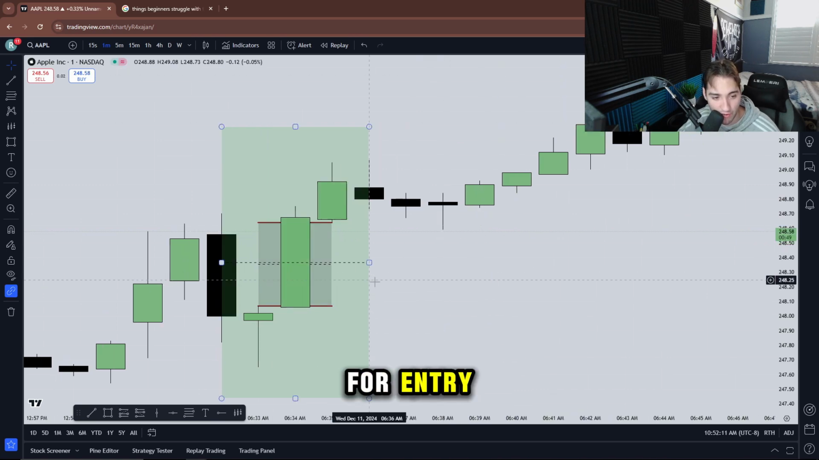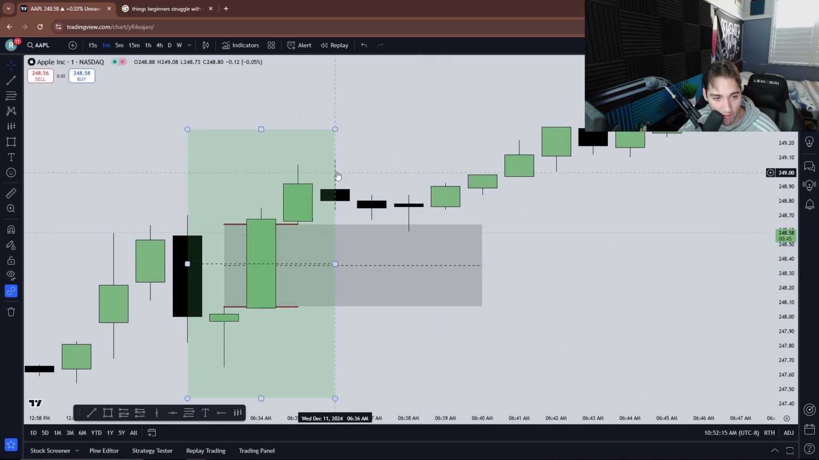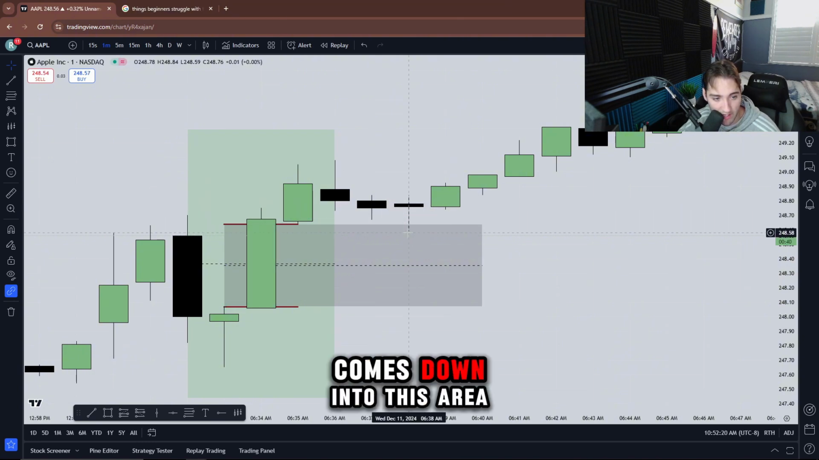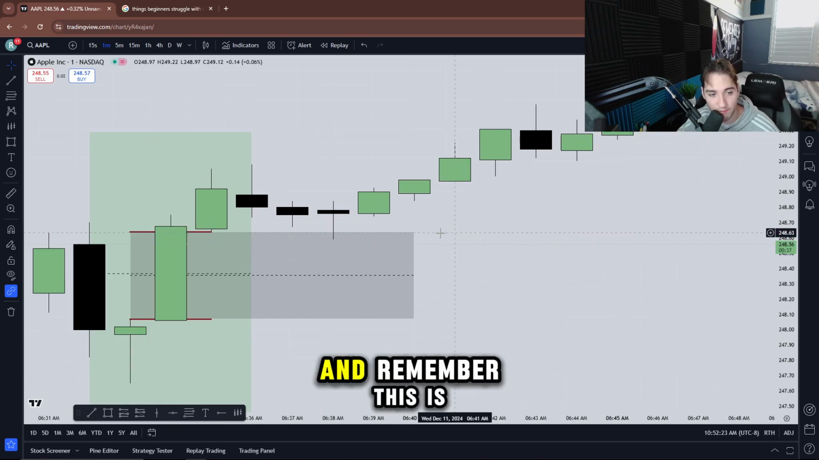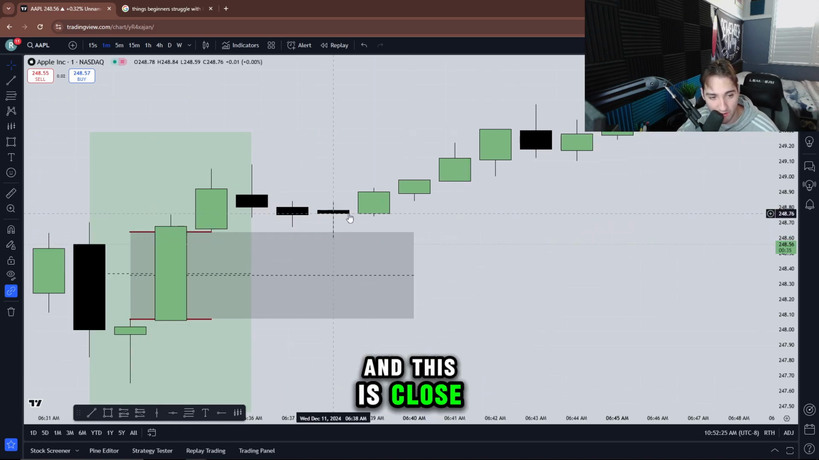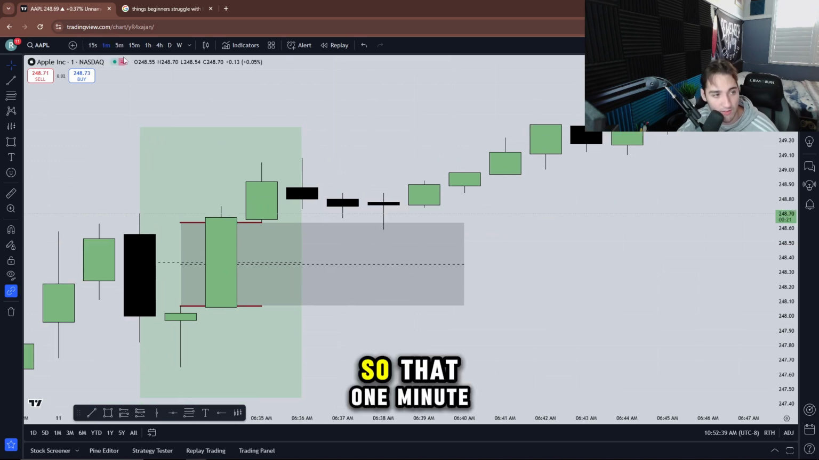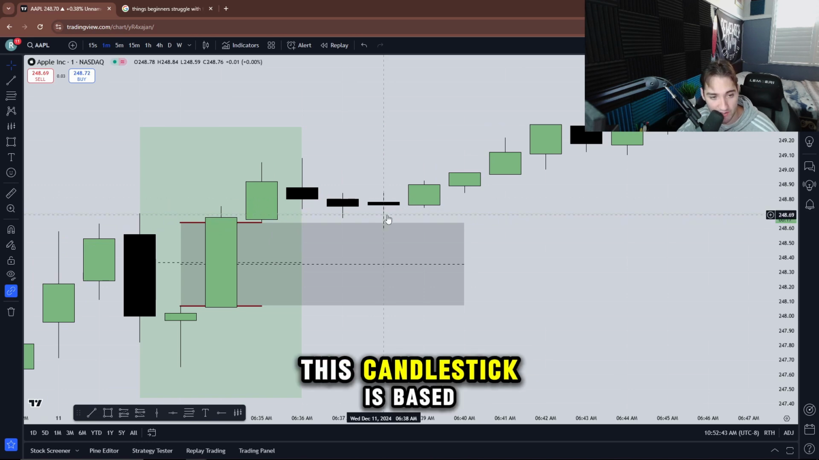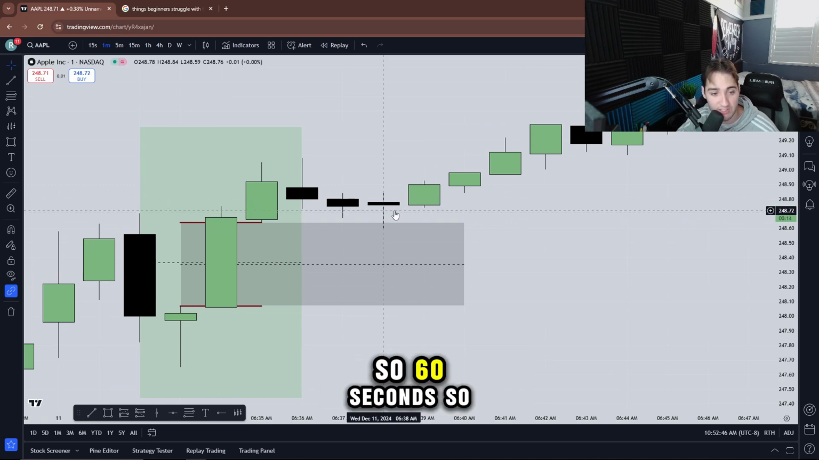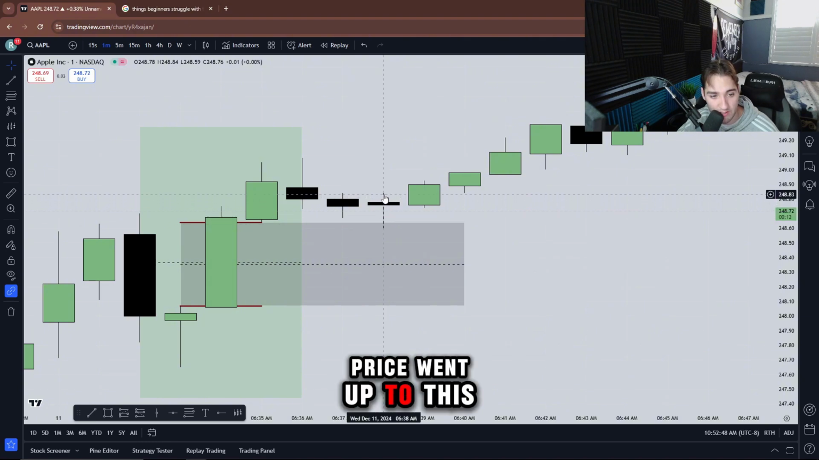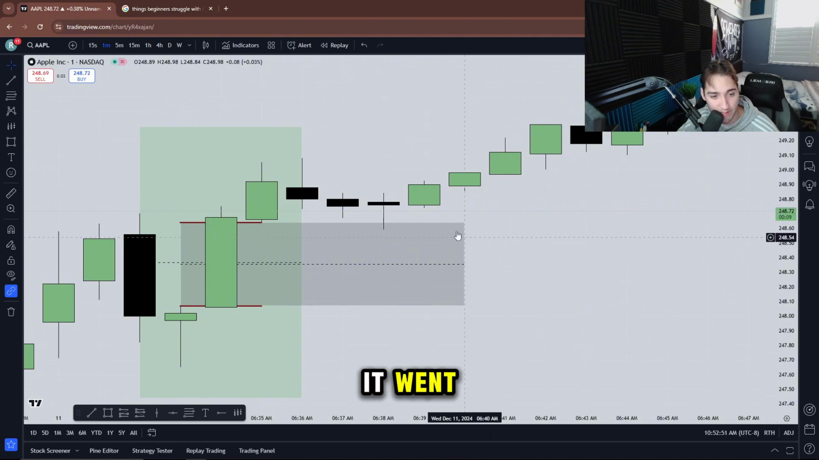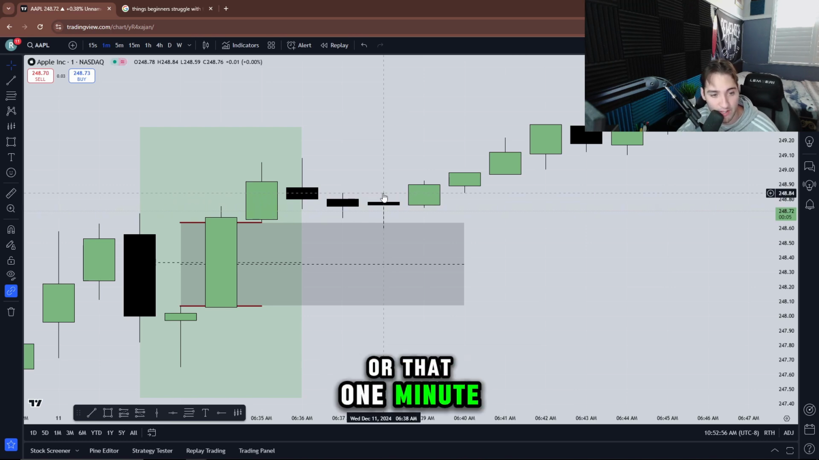right, for entry. So look, if we go up, price on this candlestick, the little wick part comes down into this area. And remember, this is the open right here, and this is the close, but the wick is what price did during that 1 minute, right? In that 1 minute time frame, this candlestick is based off 1 minute, so 60 seconds. So price went up to this high here. That's how high it went. So that's why the wick is coming out there. During that 60 seconds, price got here, which created that wick.